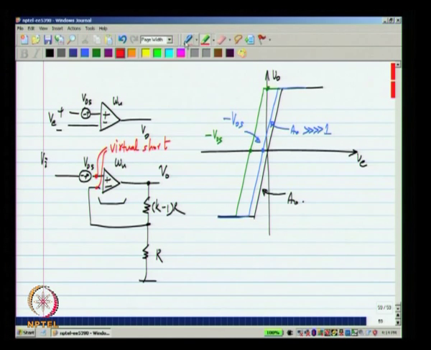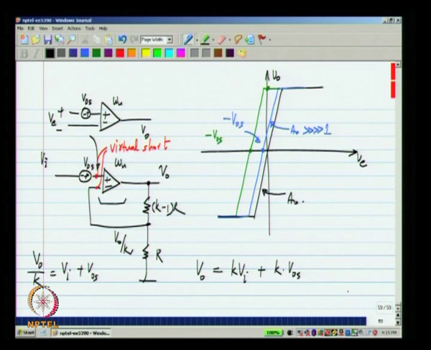So, what does that mean? The voltage here is V o by k. So, the voltage here also will be V o by k, and that will be equal to V i plus V o s. Okay. So, this means that the output of the amplifier will be k times V i plus k times V o s. Okay.